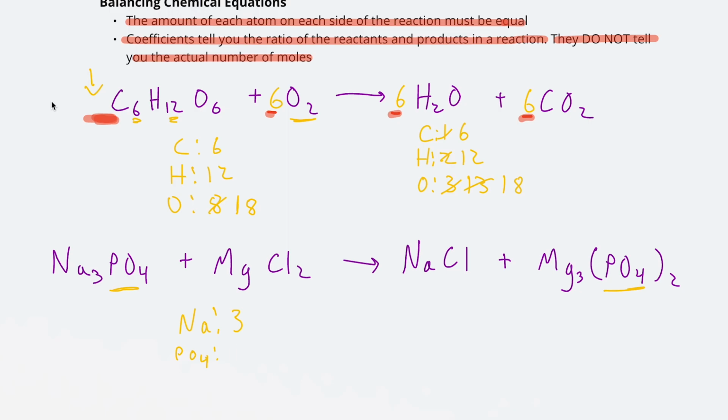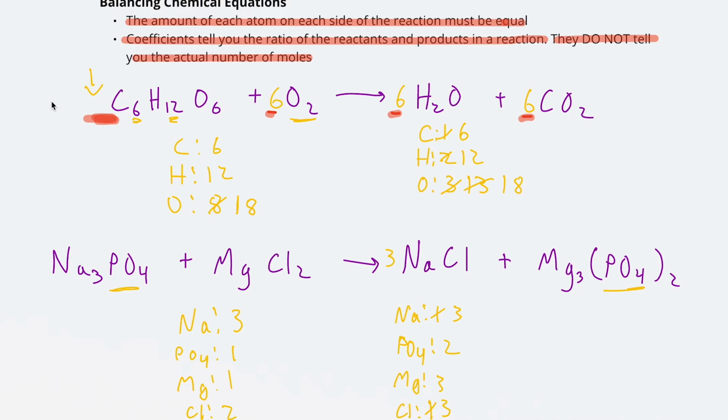So there's 1 phosphate on the left, and now for magnesium, there's 1 magnesium, and then there are 2 chlorines. And on the right side, we have 1 sodium, 2 phosphates, 3 magnesiums, and 1 chlorine. Just start with your top atom. So we need 3 sodiums on the right, so we'll add that coefficient to give us 3. That changes the number of chlorines on the right side to 3 as well.